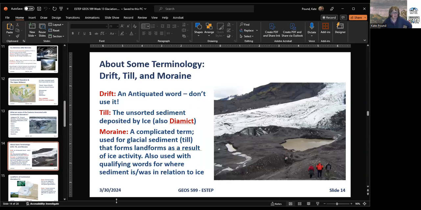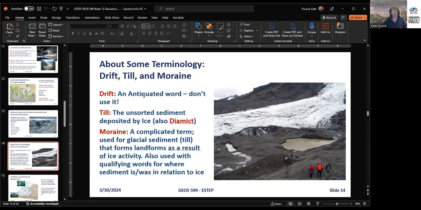Now, first of all, the terminology: drift, till, and moraine. This gets very confusing. First of all, drift. This is an antiquated word, so don't use it. Now, that being said, it is quite well embedded in the literature, in Minnesota particularly.